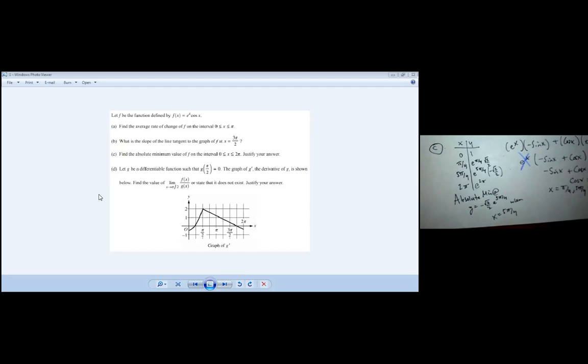Do we have any questions there? Is that all the justification you need? It says justify. Yep, as long as you show your table with endpoints, critical points, and make a final statement, you are good to go. Okay.